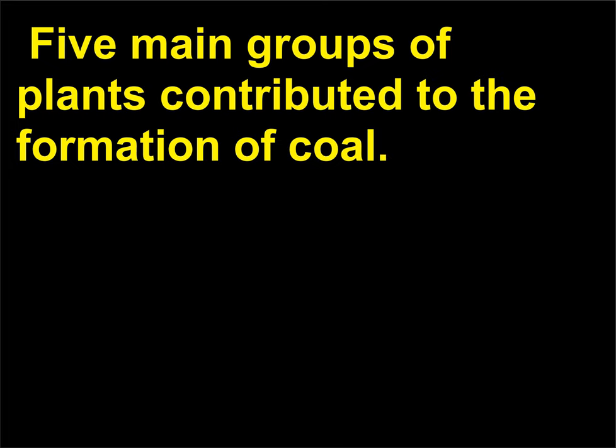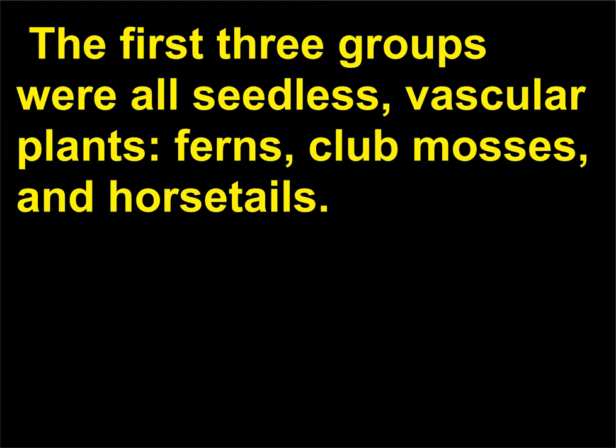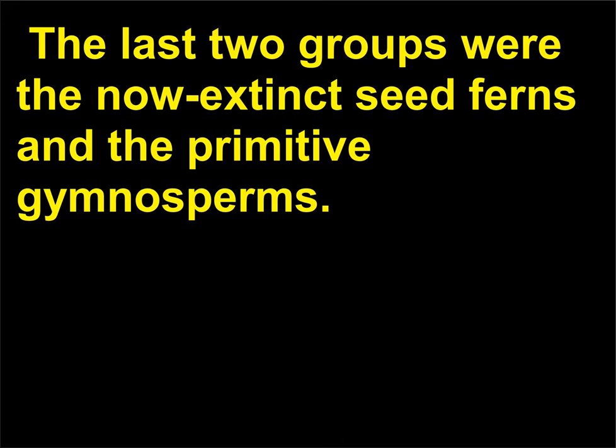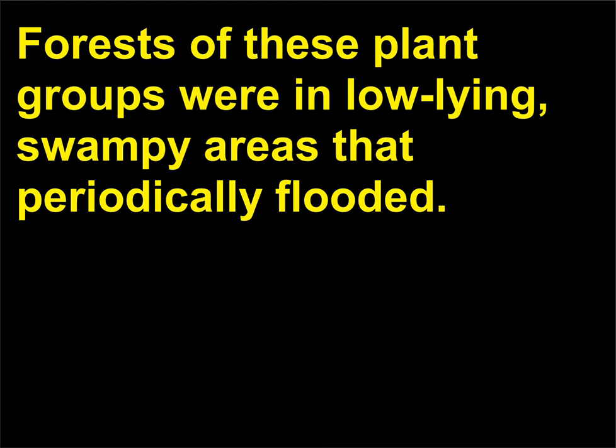Five main groups of plants contributed to the formation of coal. The first three groups were all seedless, vascular plants: ferns, club mosses, and horsetails. The last two groups were the now extinct seed ferns and the primitive gymnosperms. Forests of these plant groups were in low-lying, swampy areas that periodically flooded.